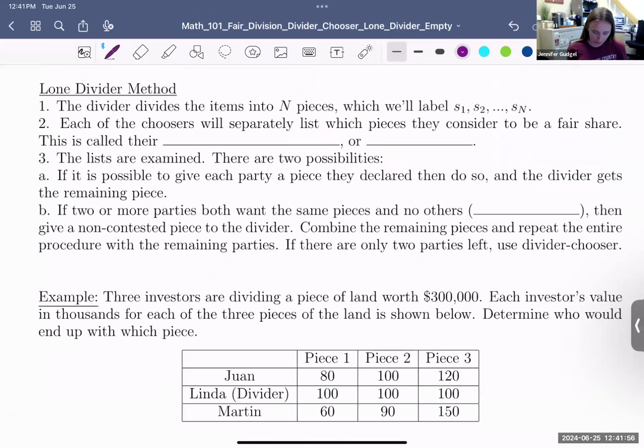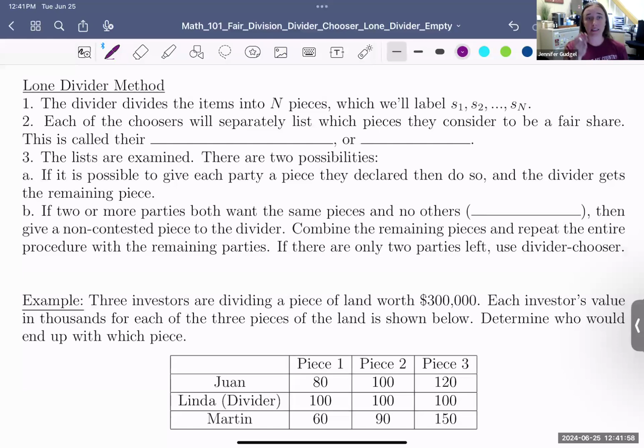So the lone divider method, you have your randomly selected divider who picks out n pieces. We're going to label them with these S subindexes, S1, S2, S3. Think of it like slice 1, slice 2, slice 3, so on and so forth, all the way until n of them. And then you have your choosers. And every chooser will separately pick which piece that they think is to be fair. They think, I think this one's fair and this one's fair. All right, this is called their declaration or their bid.